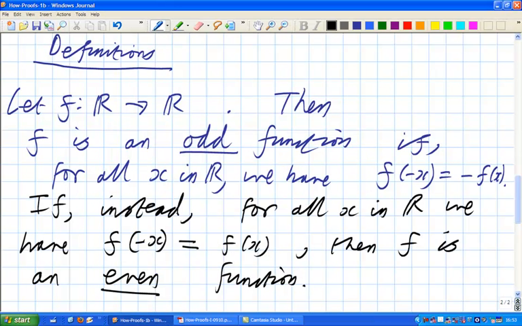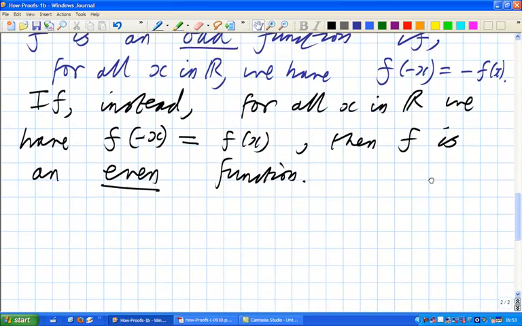So here were the definitions. As I said, a function from R to R is an odd function. That means that for all x in R, we've got f of minus x equals minus f of x. Whereas if you've got f of minus x equals f of x instead, then that means you're an even function.